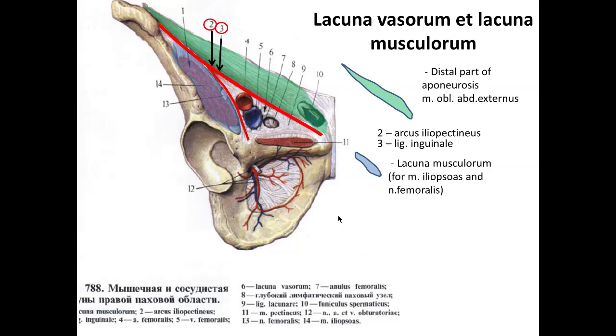Lacuna musculorum, named so because through it passes musculus iliopsoas from the abdomen to the thigh. So lacuna musculorum is the laterally located space under the inguinal ligament. Together with musculus iliopsoas, we can find the structure number 13. What is it? It's nervus femoralis.